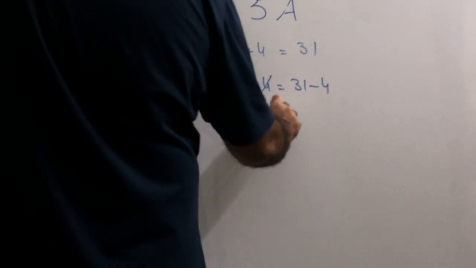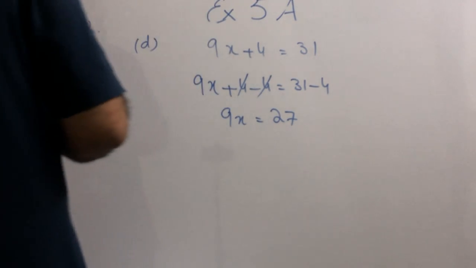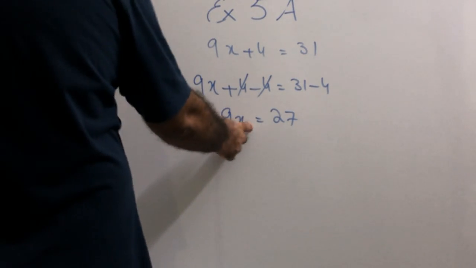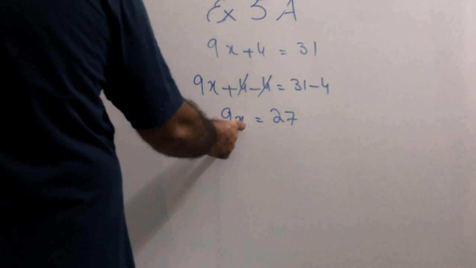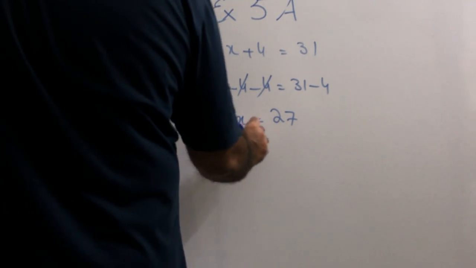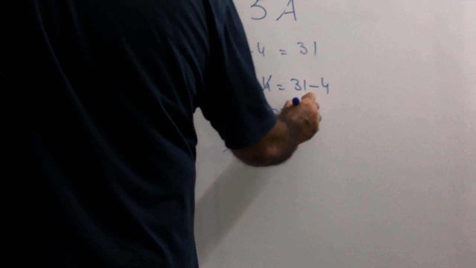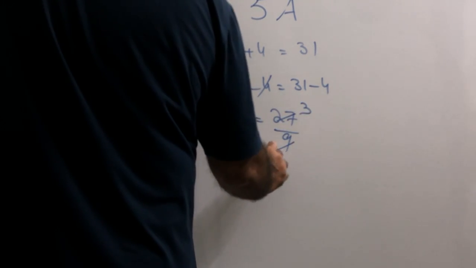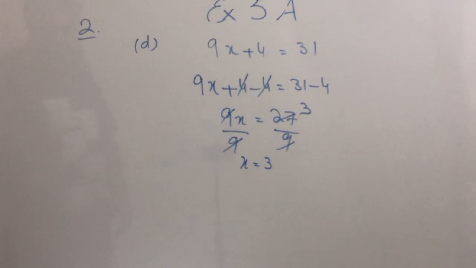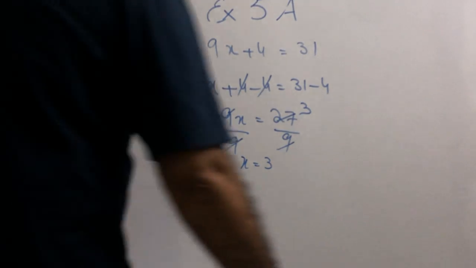It becomes 27. Now we don't need 9 with x. We know that 9 is multiplied with x. So we will be dividing both sides with 9. It will be cancelled. 9 3s are 27. So x is equal to 3. This is the value of x. This is our solution. This is our answer.